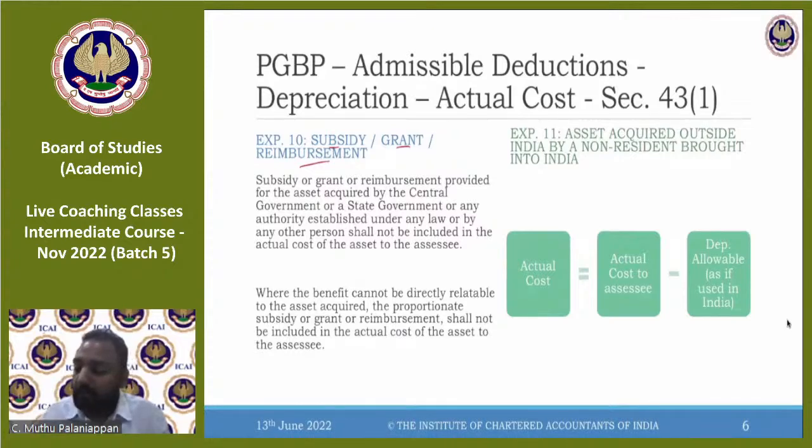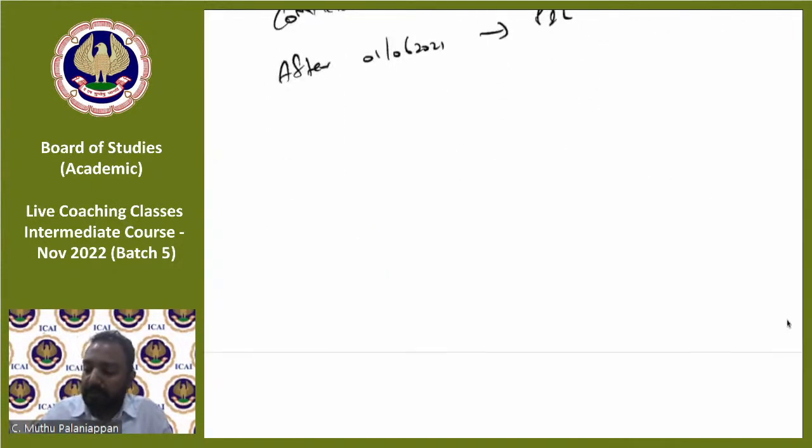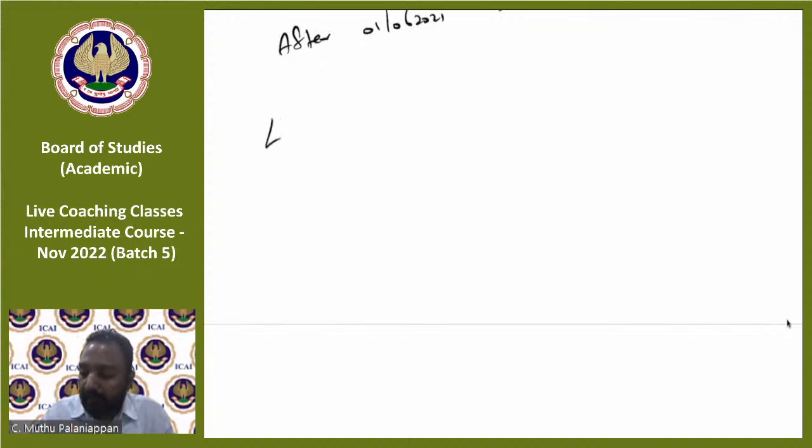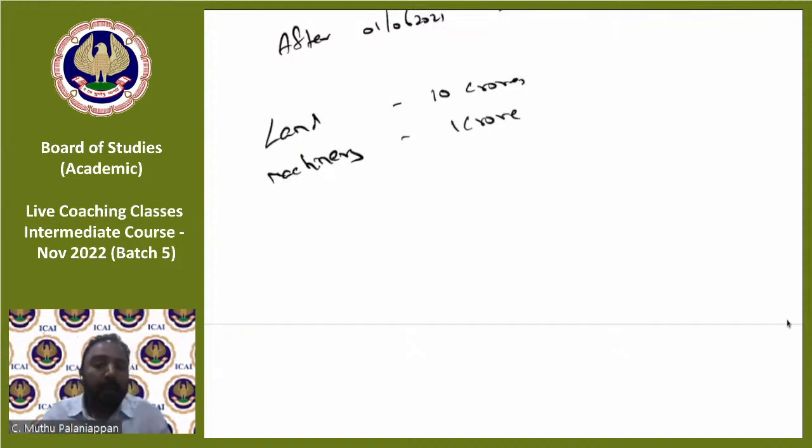So that's the same concept. So typically you should not include this cost. It shall not be included in the actual cost of the assessee. What if there is any subsidy, grant, or reimbursement where the benefit cannot be directly related to the asset acquired? Now let me explain this. I got a land and I got a machinery. Land is, let's say, 10 crores. Machinery is 1 crore.